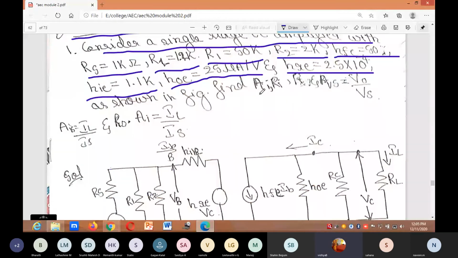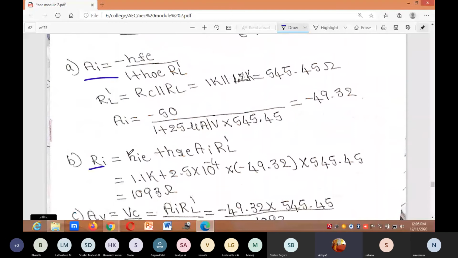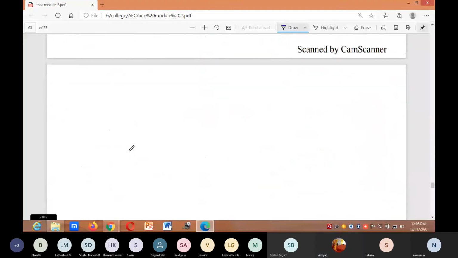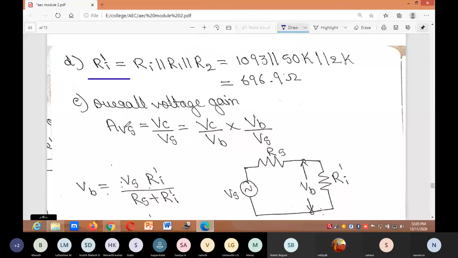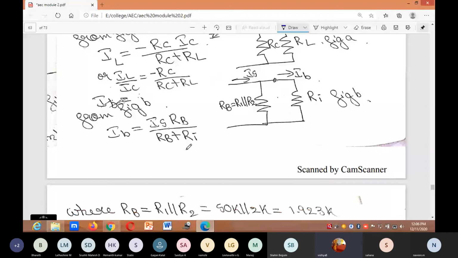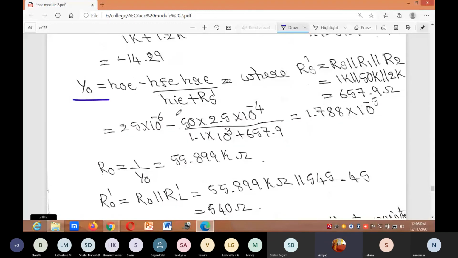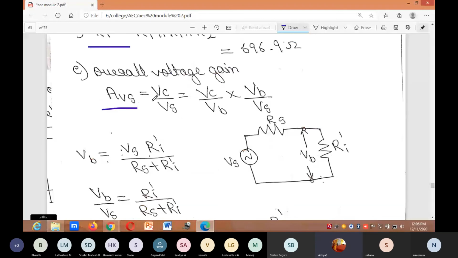Find AI, RI. First, find out AI, RI, and AV, and RI dash and AVS. Okay, and again for the circuit, by considering the source, again Y naught or R naught. Okay, the first problem I'll explain. The second problem you need to do.